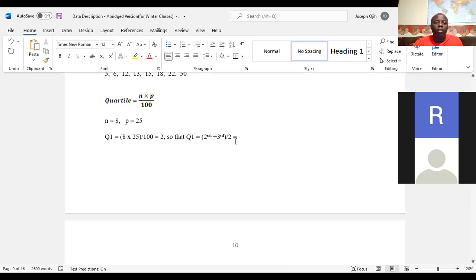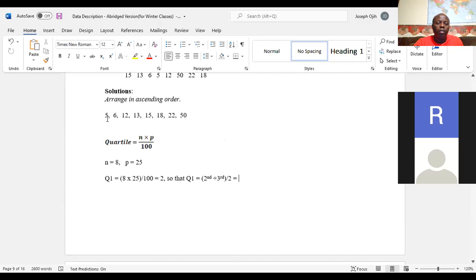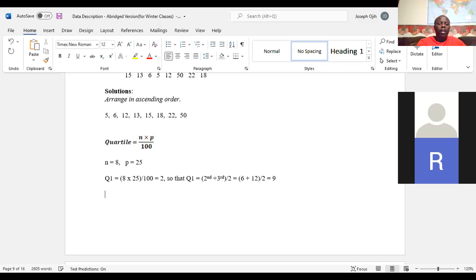So the second number here is 6. Six plus the third number, 12, because this is the second and third divided by 2. So second plus third, 6 plus 12 is 18, divided by 2 is 9. Okay, so when we get a whole number, we take that number and the next number and do this, divided by 2.